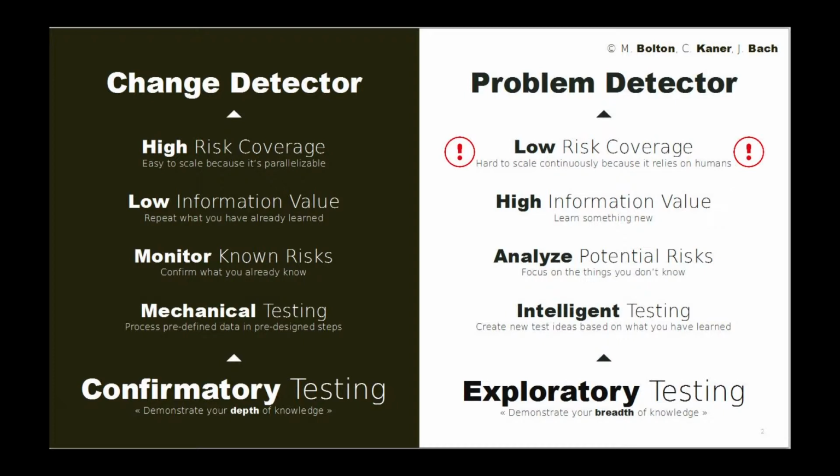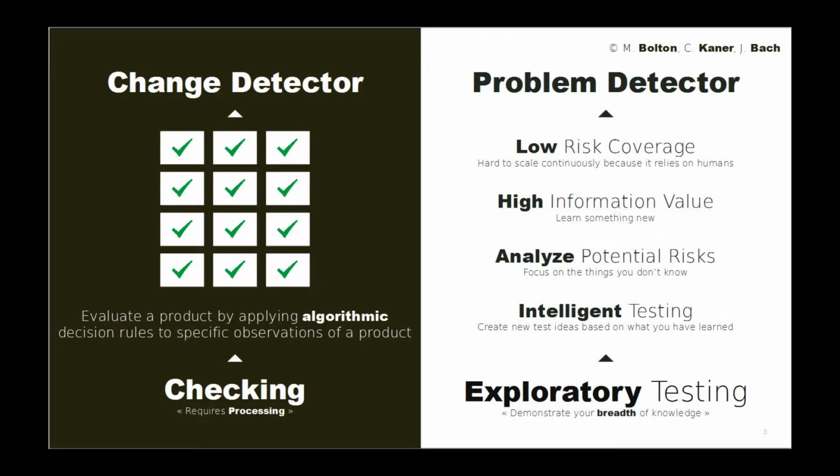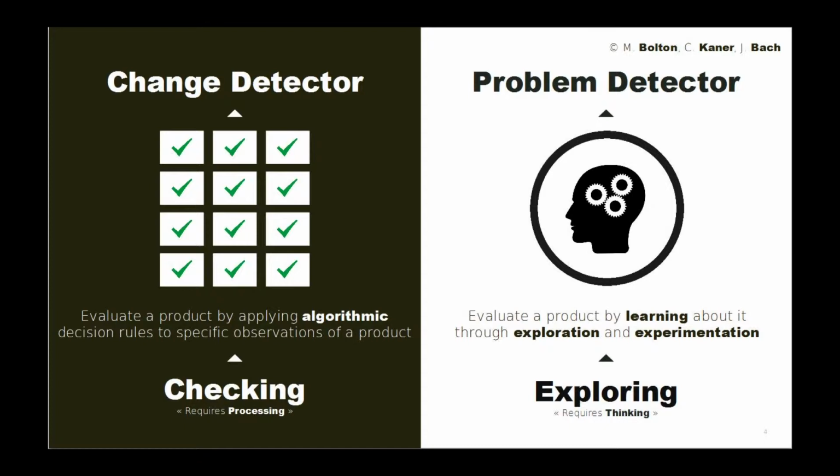The problem is, it is hard to scale. It is really hard to scale because it relies solely on humans, whereas here we have an easy to scale solution that can automate on multiple machines and so on and so forth. So that's where I see the big difference: a change detector versus a problem detector. Here we are checking known risks to see if they are still not in a faulty state. Here we explore the application and see if something comes up that might be unknown or new to anyone.